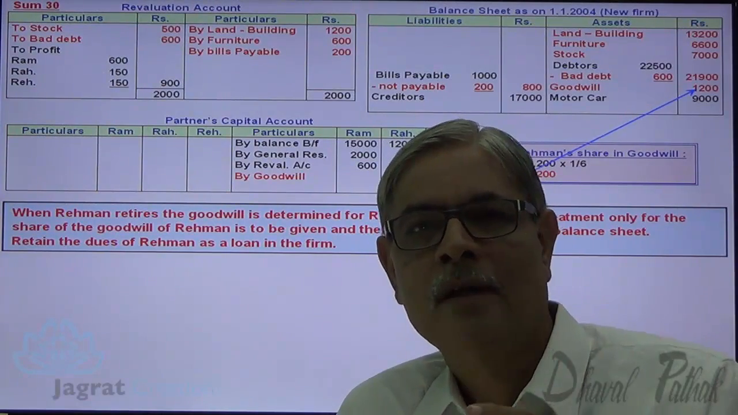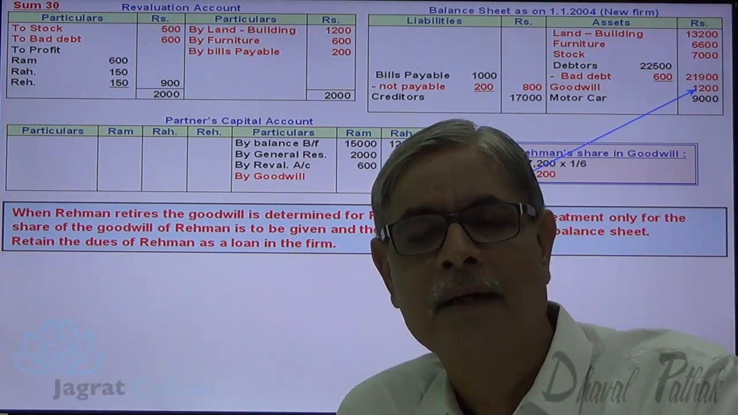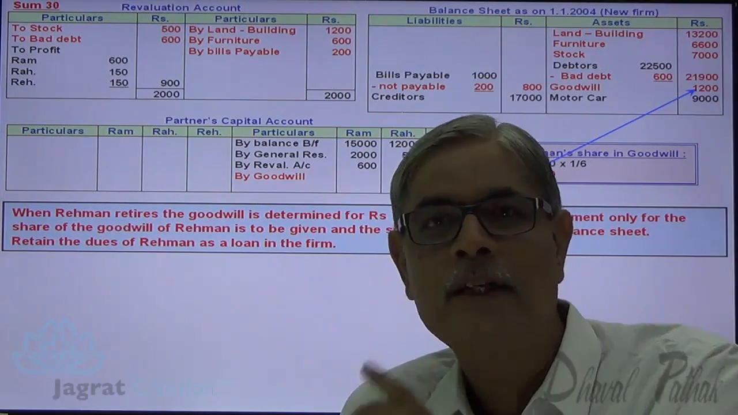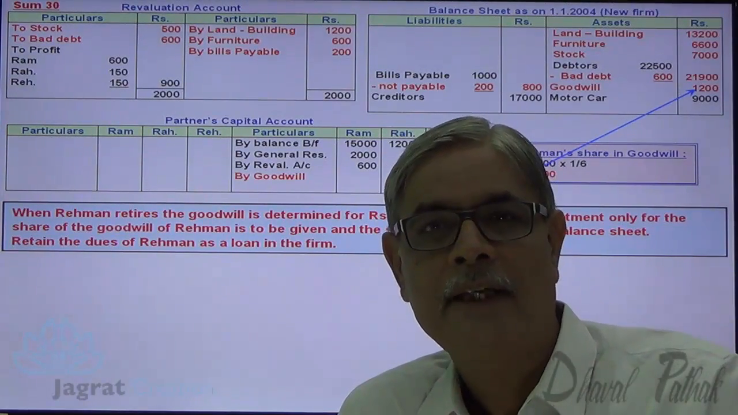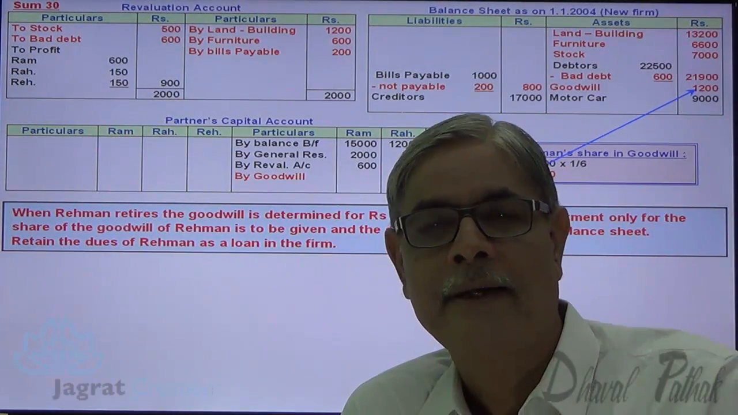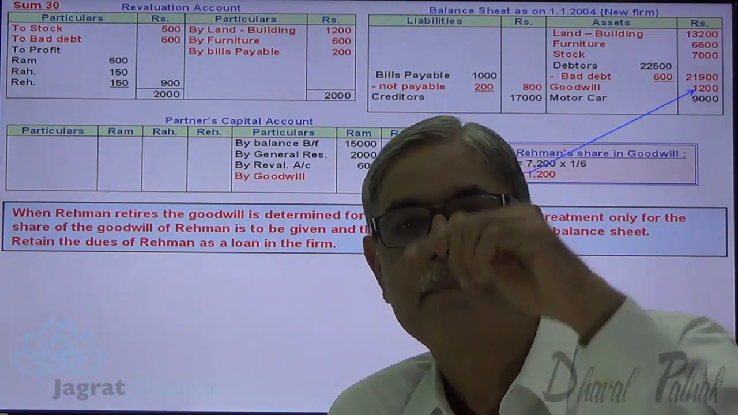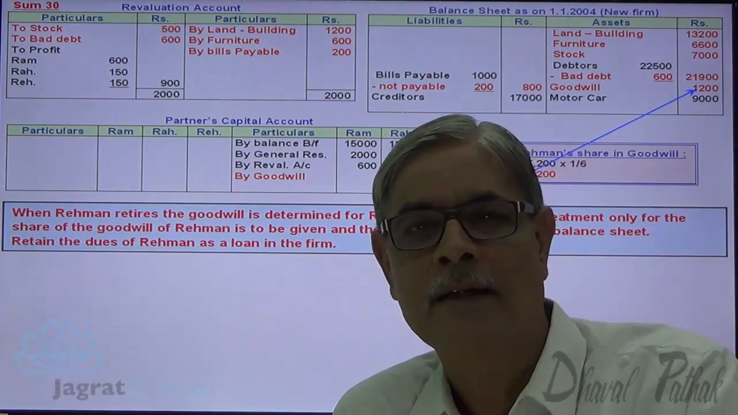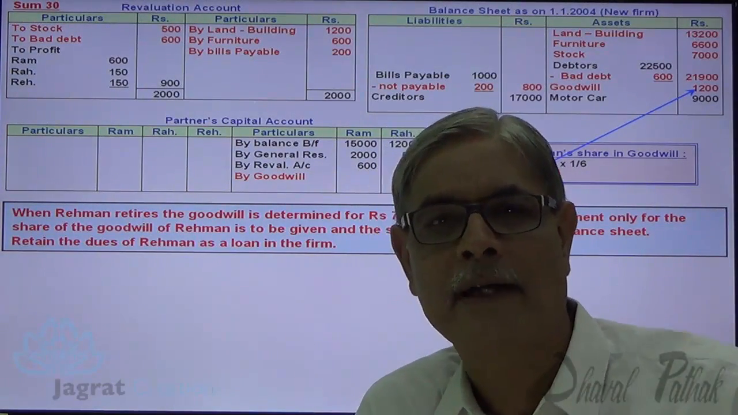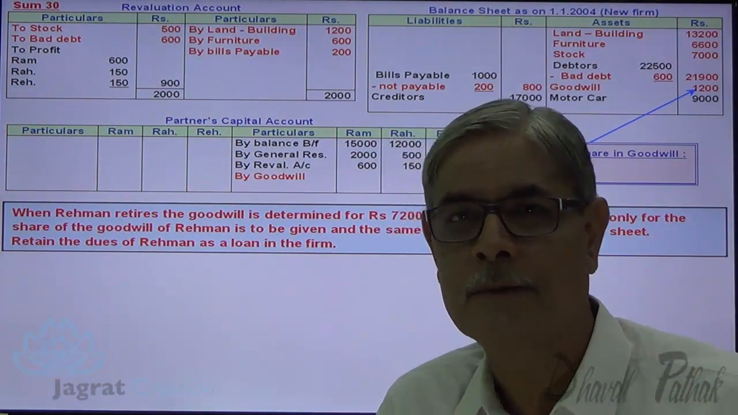Remember, share of only the retiring partner can be raised and shown in this fashion if there is no change in the profit sharing ratio between continuing partners even before retirement and after retirement. Then and then only this type of accounting treatment can be given. Notice it.